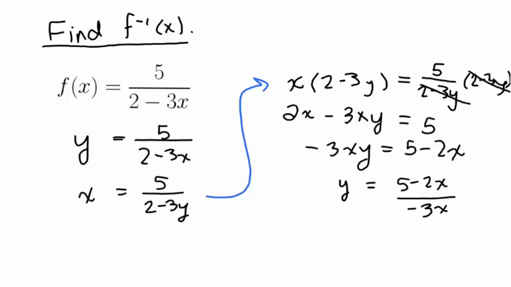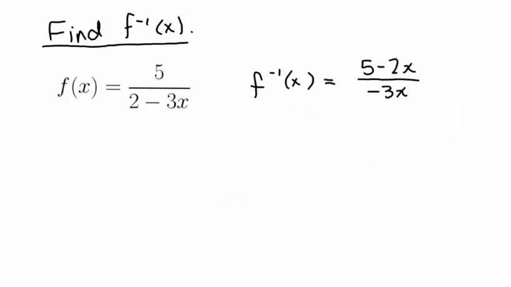So now that we have isolated y, this becomes our inverse function. We're going to write f inverse of x is equal to 5 minus 2x all over negative 3x. Now, depending on your instructor, they may not like you leaving this negative here in the denominator. So there's a couple ways you can deal with this negative in the denominator.